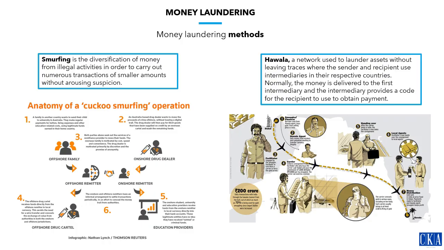The sender and recipient use intermediaries in their respective countries. Typically, the money is handed over to the first intermediary, who then provides a code that the recipient can use to obtain payment. According to United Nations reports, in Afghanistan, which supplied 80% of the world's opium, individuals within the Hawala network, better known as Hawaladars, may be directly involved in transferring payment to opium growers or consumers, or may assist in transferring drug trafficking profits between countries.